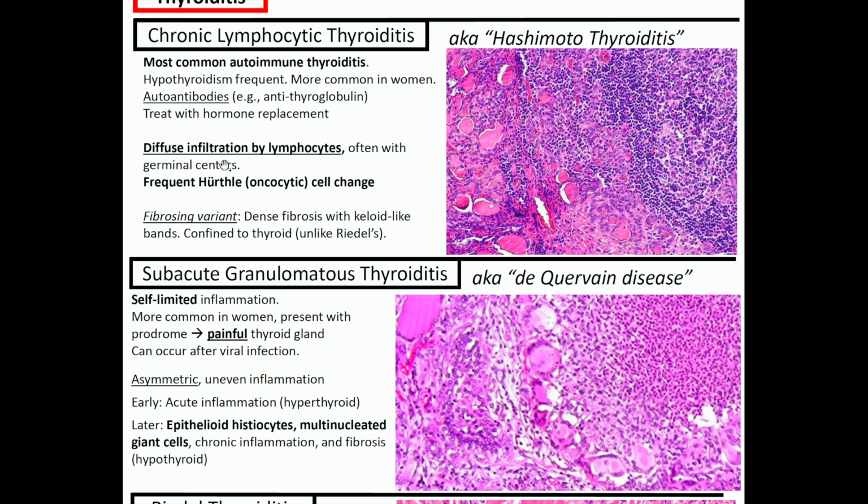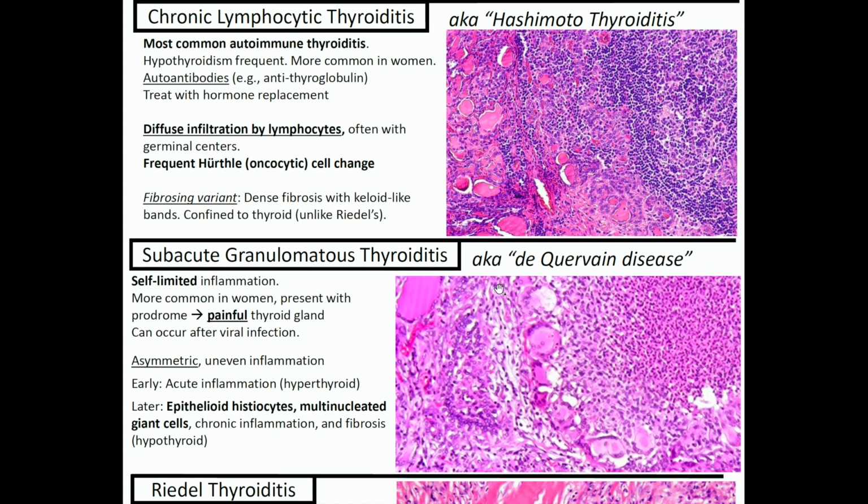So what you're going to see microscopically is a diffuse infiltration by lymphocytes, often with germinal centers, and frequent Hürthle or oncocytic cell change. And there's also a fibrosing variant of chronic lymphocytic thyroiditis with dense fibrosis with keloid-like bands confined to the thyroid, unlike Riedel's, which we will get to.